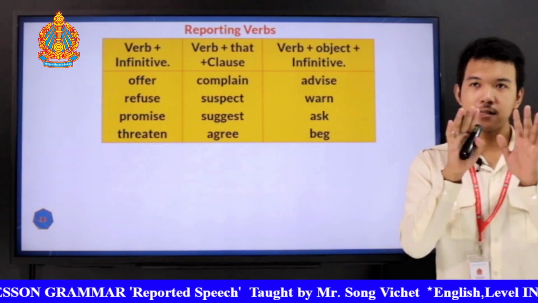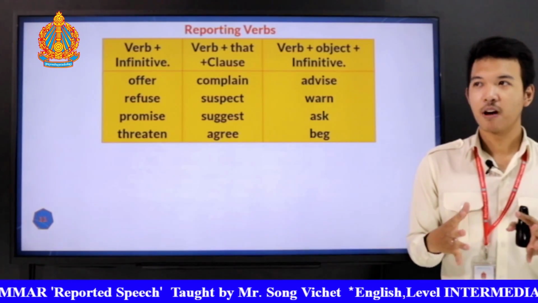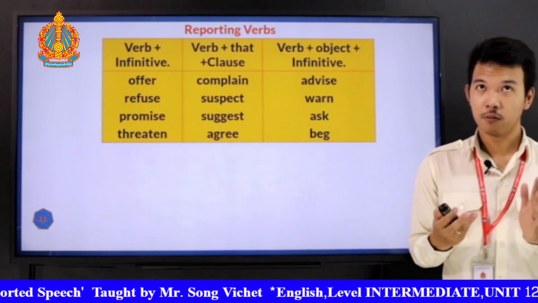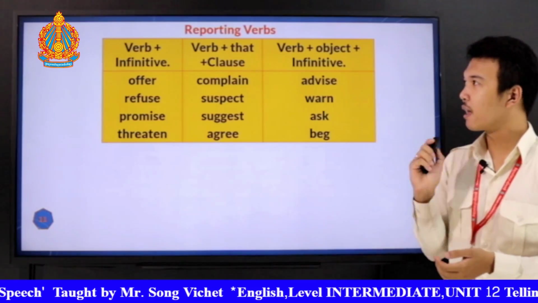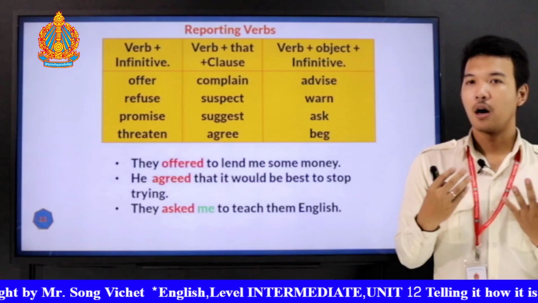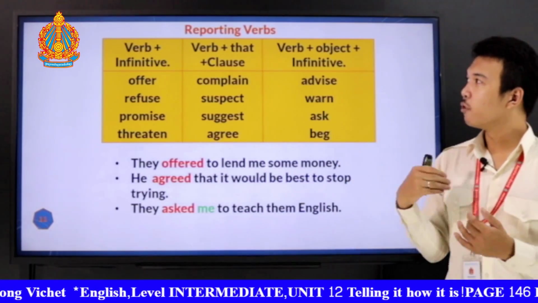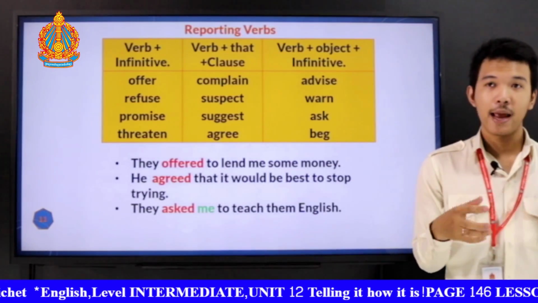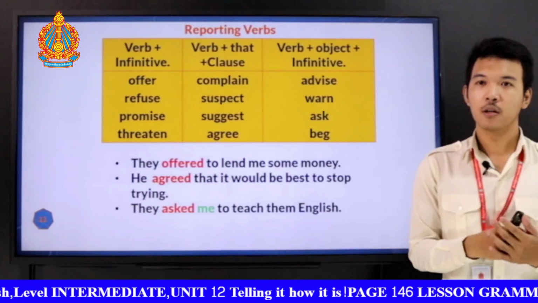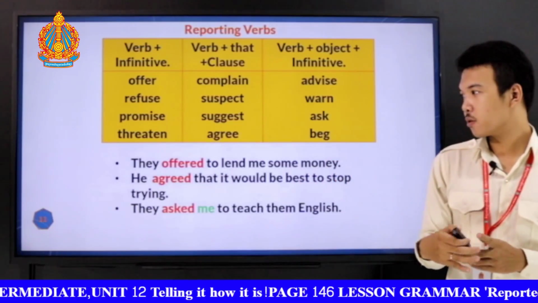And the next one, here is the box that contains reporting verbs, which means that for some verbs, when we use them in reported speech, we need to be careful in how we use them. Let's start with the first box. We have verb plus infinitive. So with offer, you may say, "They offered to lend me some money." And the second box, we use verb plus that plus clause, like complain, suspect, suggest, or agree. As you can see in the example, "He agreed that..." So we have verb plus that plus clause. The clause here is "it would be best to stop trying."